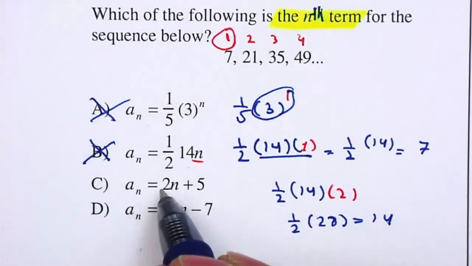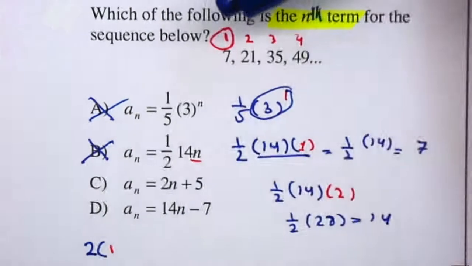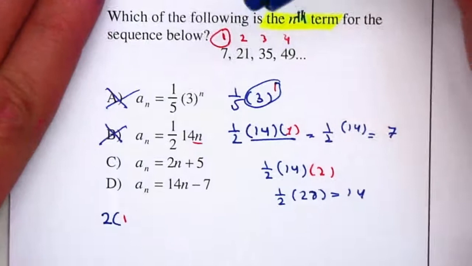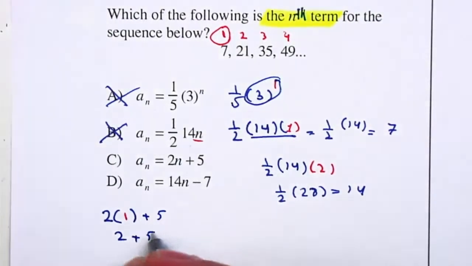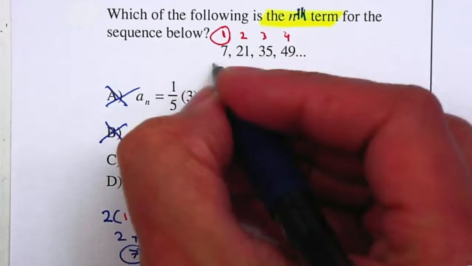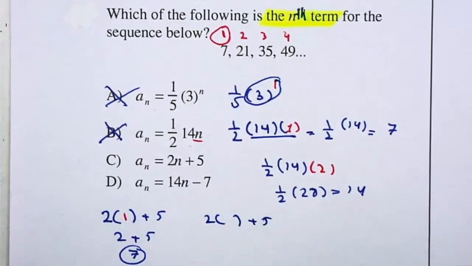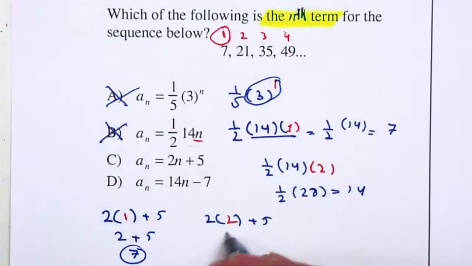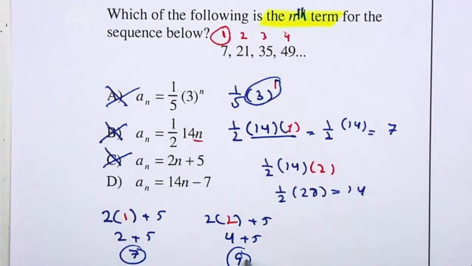So let's try letter C. That'll be 2n plus 5, and I'm plugging in 1. I'm going to see if that gives me a 7. So 2 plus 5 is 7. So that one works for the first one. Then plug in a 2: 2 times 2 plus 5. That gives me 4 plus 5, which is 9. It does not give you 21. So therefore C is not the answer. The fact that it works for the first one doesn't mean it's going to work for the second one.